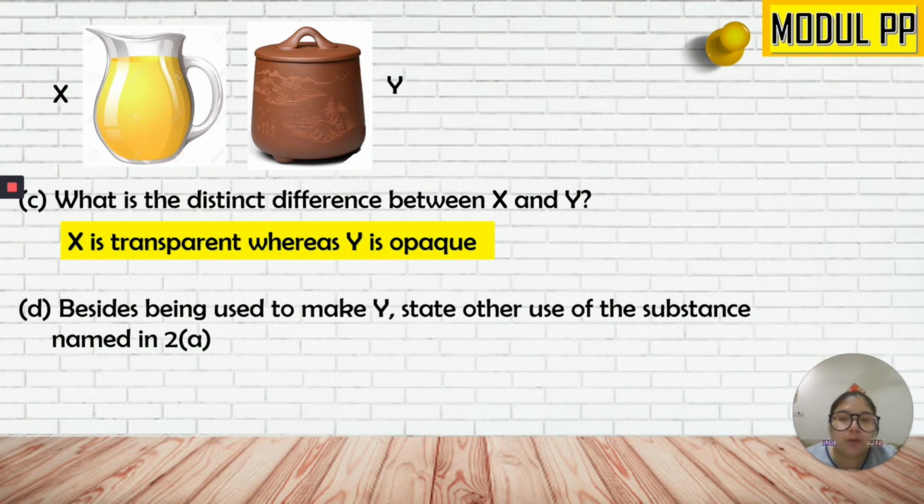Okay, besides being used to make Y, can you state another use of the substance? We name it in 2A. Besides making the mug, anything else we can use it to make. Now you see, we can use ceramic to make the bridge, the tasks, the bowl, the vase. So many things we can also create by using clay. For example, the clay pot you use for cooking.